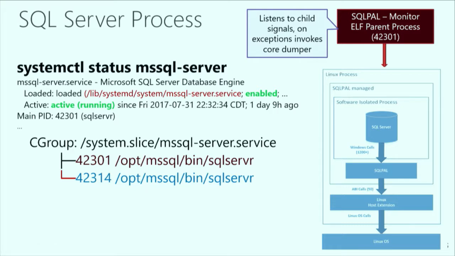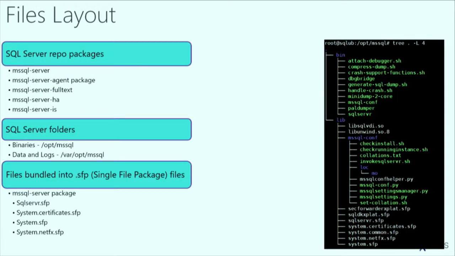Now, if you install agent or any of the other packages which we'll talk about, you don't get additional processes. They still coexist in the same SQL Server process, if you will. So from a repos perspective, we have split the install up into 5 parts now. So you have SQL Server, you have agent, you have full text, HA, and IS, which is integration services. Each of these needs to be installed separately if you need it or not. There's no wizard. It's all native installers from a Linux perspective.